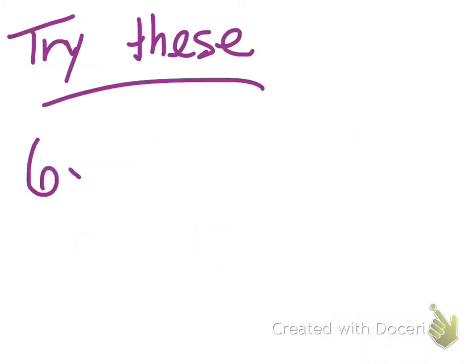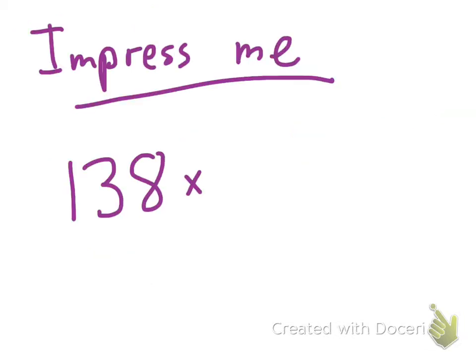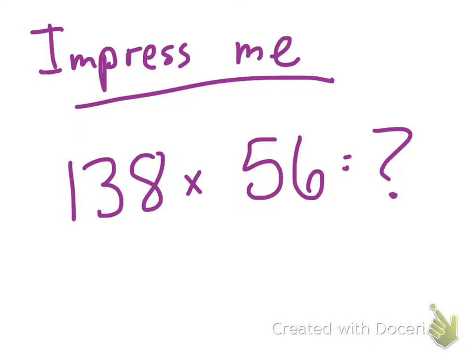Now, try using this simplification method to work out some of these questions. What's 6 times 9? What's 8 times 4? What's 11 times 12? And what's 7 times 13? Use one of the strategies mentioned earlier in this video to help you work these out without using a calculator. Okay, those ones aren't all that hard. Try this one. 138 multiplied by 56. Don't use a calculator. Try and simplify the numbers so that they're easy to multiply.